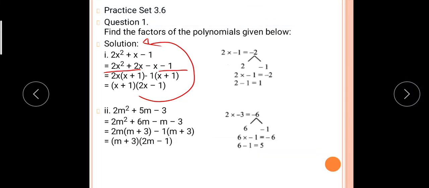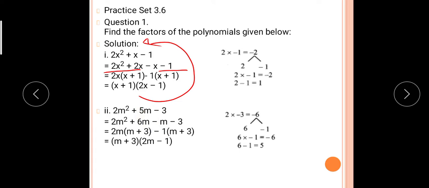Okay, understood? Now in the second question, 2m square plus 5m minus 3. So 2m square plus 6m minus m minus 3. Now listen, what are we doing here? Minus 3 and 2, what is the multiplication there? Minus 6. So factorize this minus 6 in such a way that their addition should be 5 and multiplication should be minus 6. You have to factorize into 6 and minus 1, because 6m minus 1m is 5m.